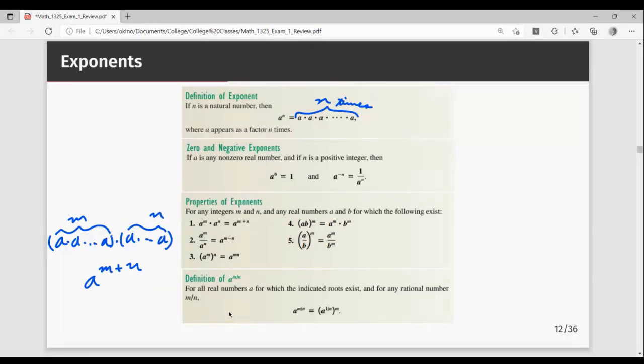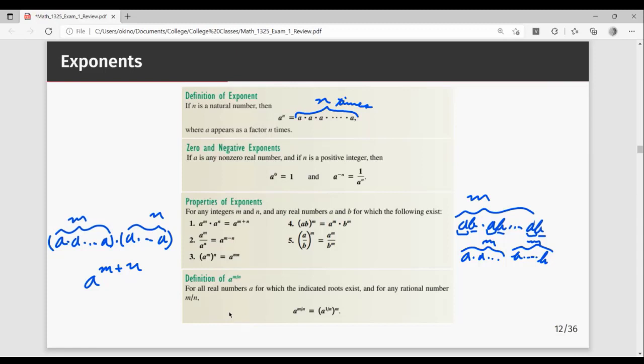But for the fourth and fifth ones, they're a little different. We have this distributive property, and we can imagine that because for the first one, we have the factor ab times ab, m times. If you separate them out into the factors of a and the factors of b, that means we have a times a, m times, and b times b, also m times. So it becomes a to the m times b to the m.